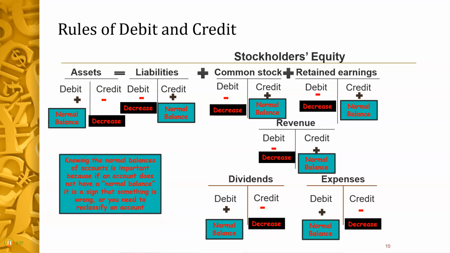Knowing the normal balance of an account is important because if an account does not have a normal balance, it is a sign that something is wrong or you need to reclassify an account. An example is accounts receivable cannot have a credit balance. What that means is you've been overpaid, which means now it would be a liability because you've got to pay the money back.